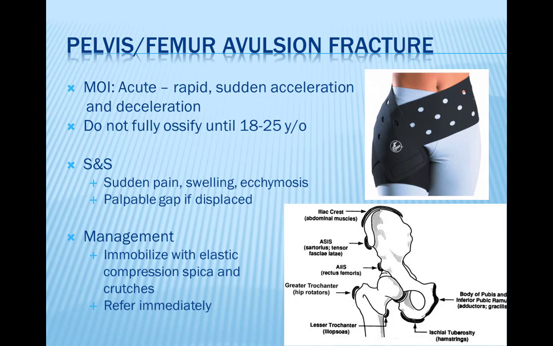Pelvic avulsion fractures require a long period of rest and changes in activity in order to heal. Typically, these injuries will get better in just 4 to 6 weeks with rest. It is recommended to place the joint in an elastic compression spica to immobilize the joint and then use crutches for the first 1 to 2 weeks.